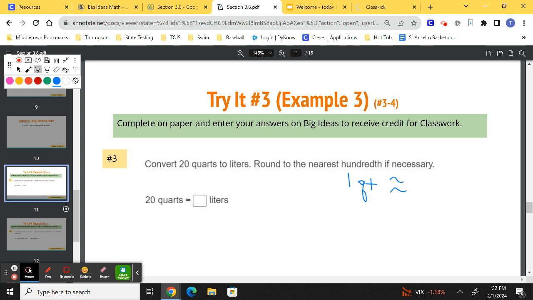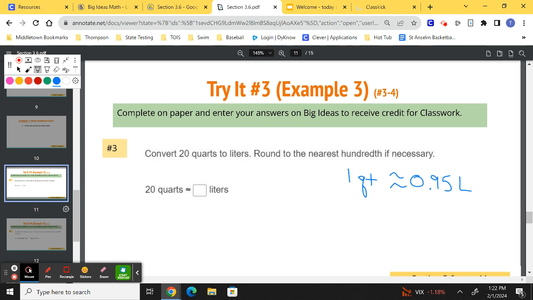Round to the hundredths. 1 quart equals 0.9463. So what are you rounding it to? Not 0.9, hundredths. Round to the hundredths. Don't guess, guys. Don't guess. And liters is a capital L. Don't worry about the answers right now. Just worry about your measurement conversion.